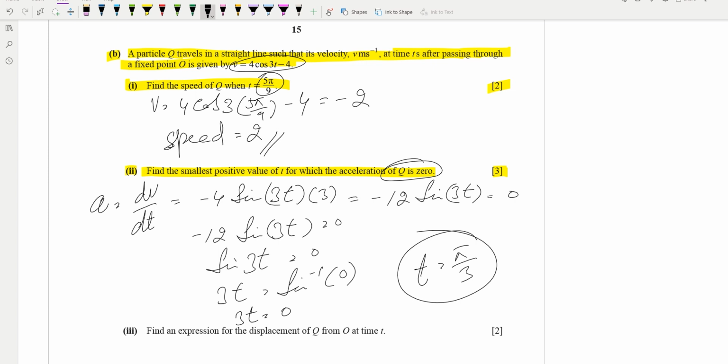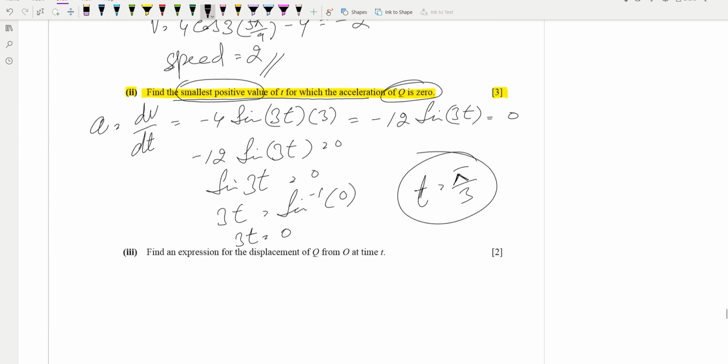They are saying find the smallest possible value of t. So when acceleration is 0, t can be 0 or pi by 3, so the smallest value we can take is pi by 3. We are not taking 0 because they are asking for the smallest positive value, so that's why we are not taking 0.